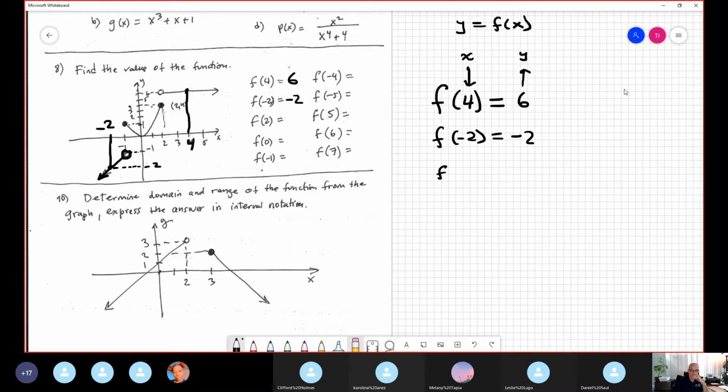Now, +2. +2 is complicated because at +2, look at that, I have 2 points, but this is closed and this is open. I take the closed. Okay, by the way, the answer is 4. You see in the y-axis the value for the function. And 0, 0 here. 0 is 0,0. 0x, 0y.